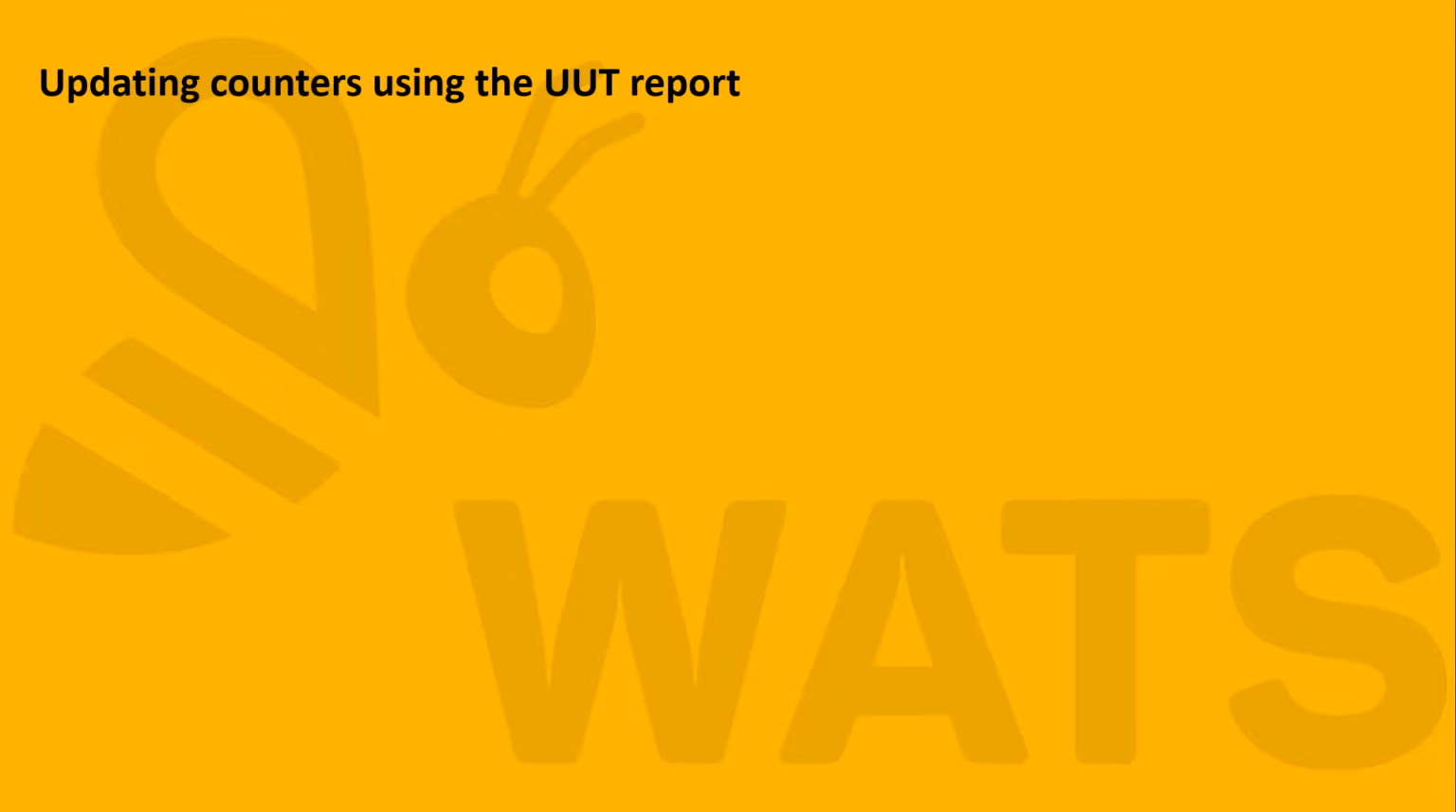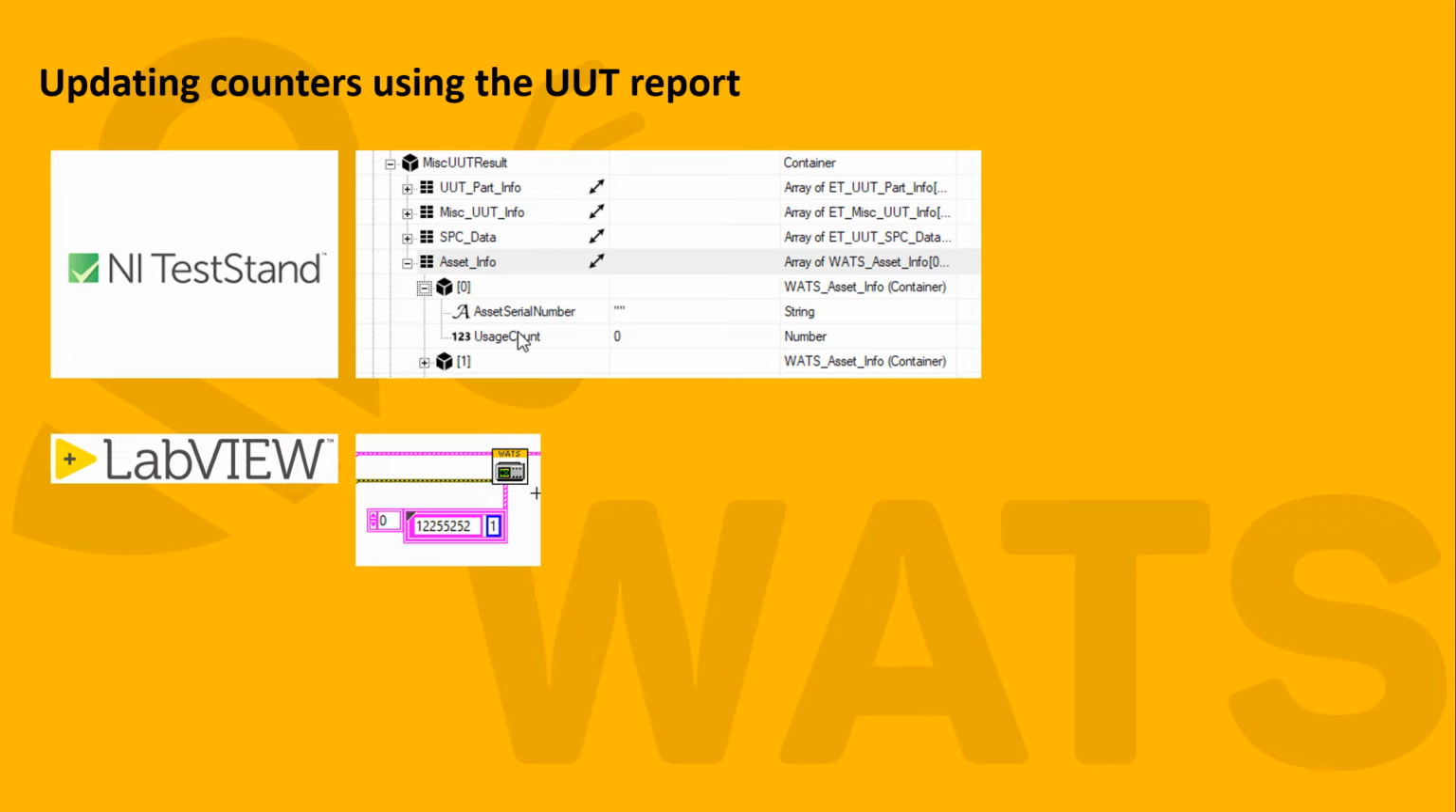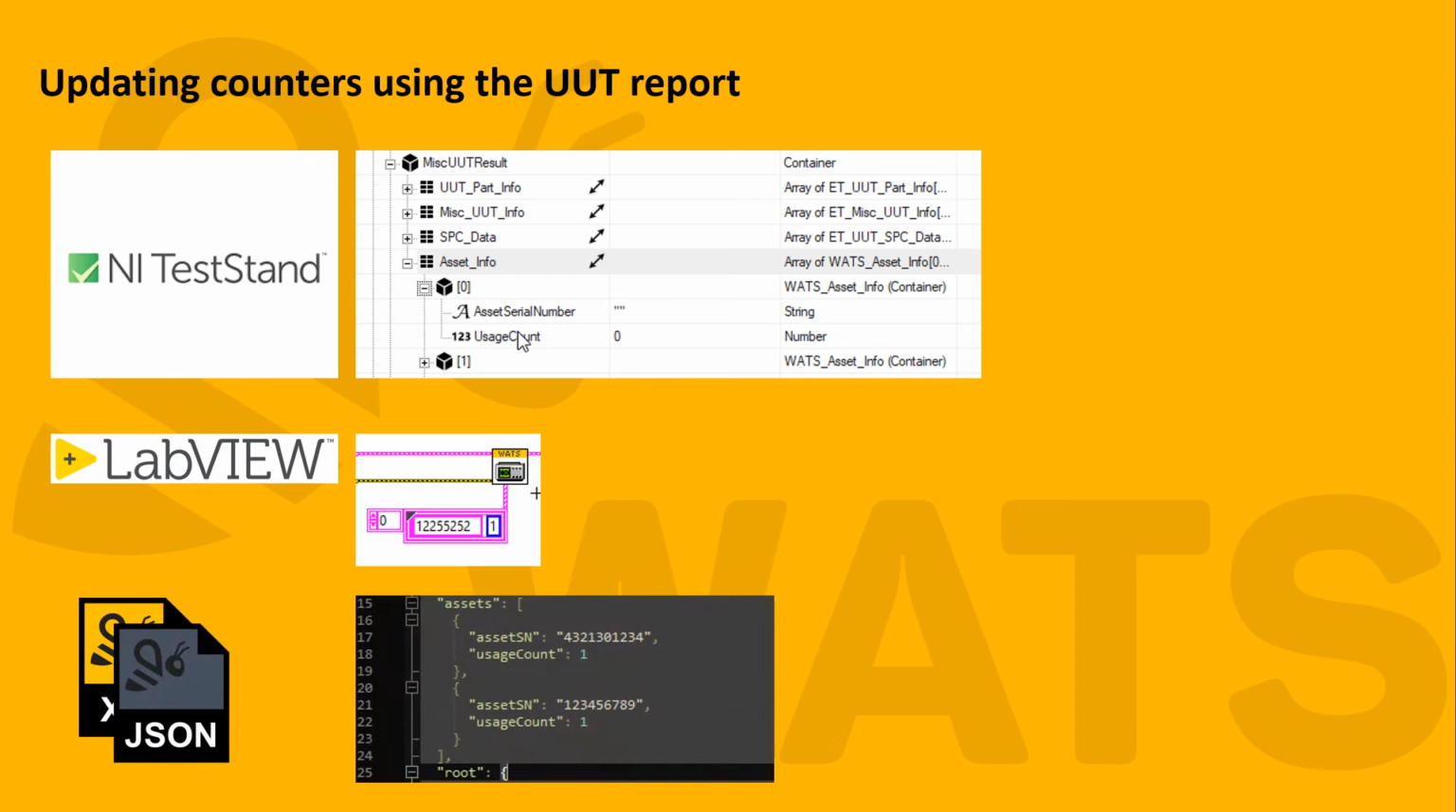The second option is to include the asset information in the UUT report. In the WATS add-on for TestStand, the UUT container contains a property called asset info. The LabVIEW toolkit contains a new sub-VI function, WATS TDM asset info, and the WATS reporting formats support adding the asset in the header. In all these methods, we add the serial number of the assets used and the usage count. And regardless of which way you choose to update the asset usage count, it's important that the count is equal to the number of times the asset has been used during that test run.